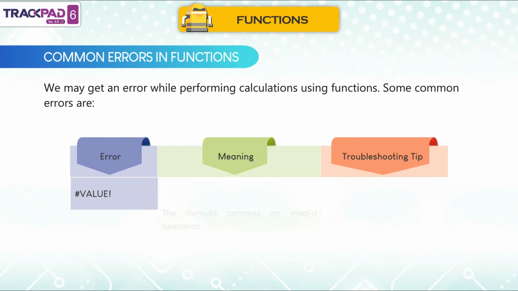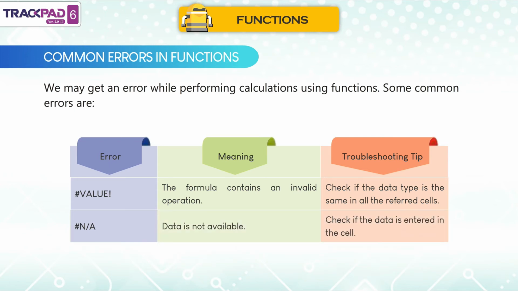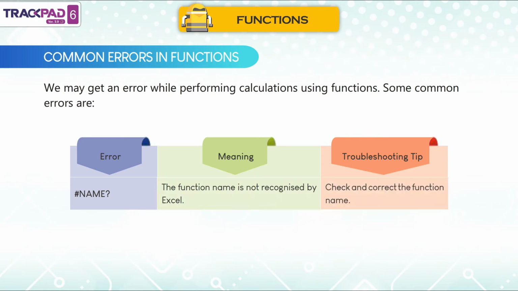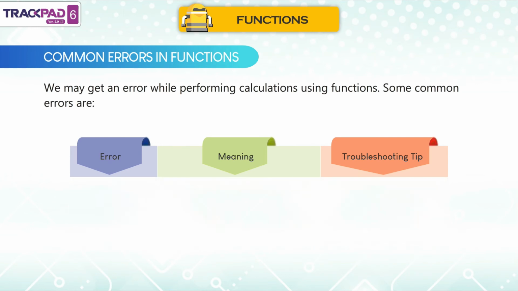#VALUE!: the formula contains an invalid operation. Check if the data type is the same in all the referred cells. #N/A: data is not available. Check if the data is entered in the cell. #NAME?: the function name is not recognized by Excel. Check and correct the function name. #REF!: the cell reference is not valid. Check and correct the cell ranges.